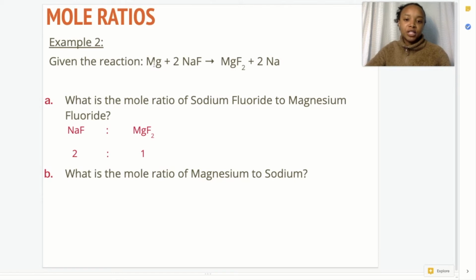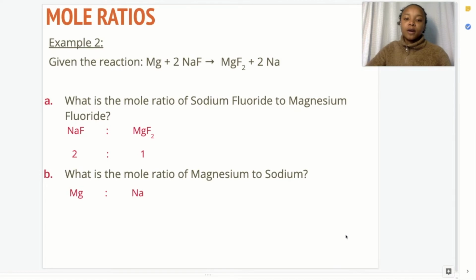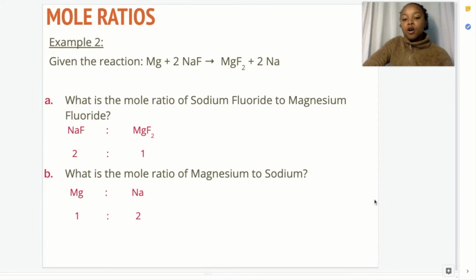Next one, what's the mole ratio of magnesium to sodium? Oh, let me set it up first. Bang. So I have Mg here. There's no number, which means we have one of them. And then sodium is here. There's a big 2 in front of it, so I have 2 of those. So this ratio is 1 to 2. Simple, right? We got it.